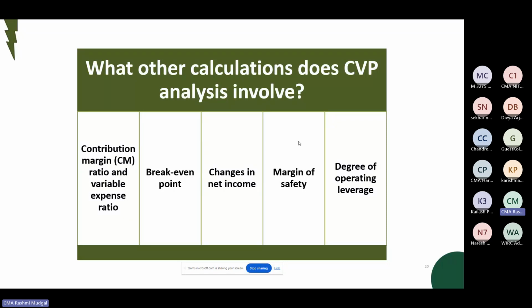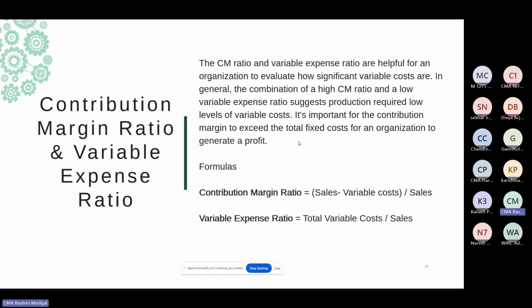I am going to discuss it one by one in the slides. First is the contribution margin ratio and variable expense ratio. What exactly are they? It is important for the contribution margin to exceed the total fixed cost for the organization to generate a profit. So I need to see that it can exceed my total fixed cost. The CM ratio and variable expense ratio help an organization evaluate how significant variable costs are.